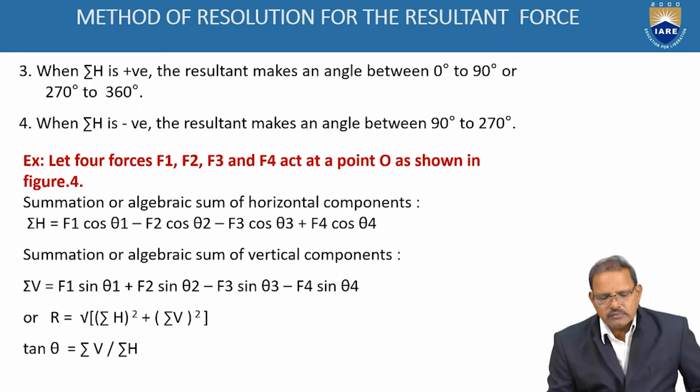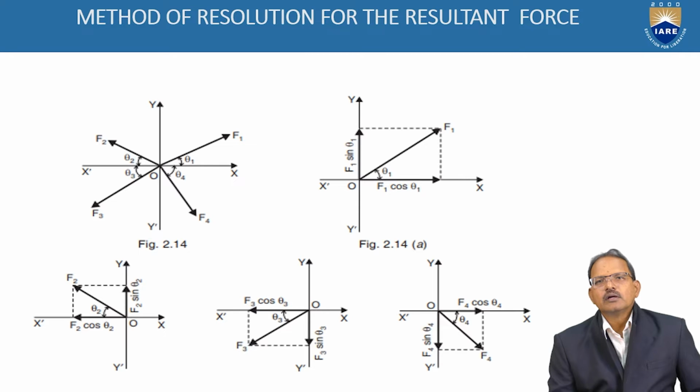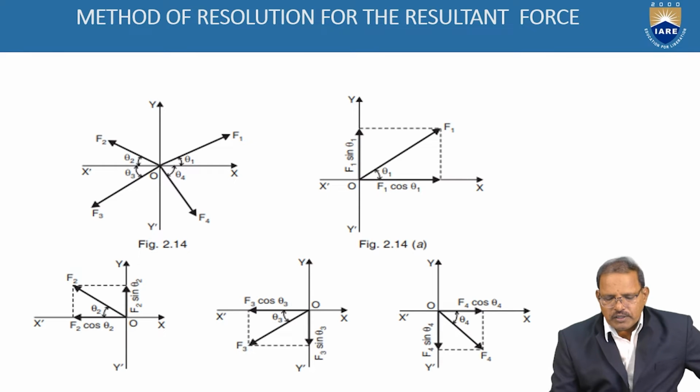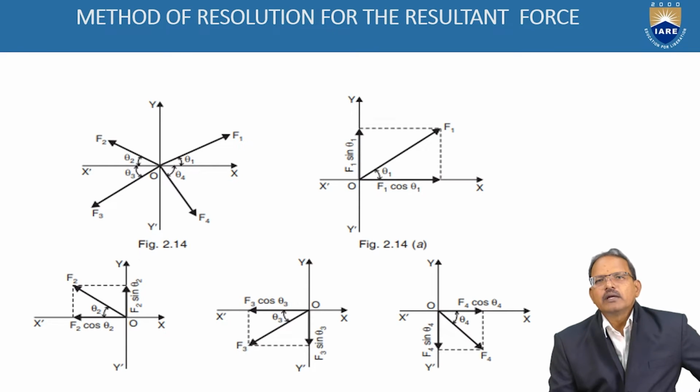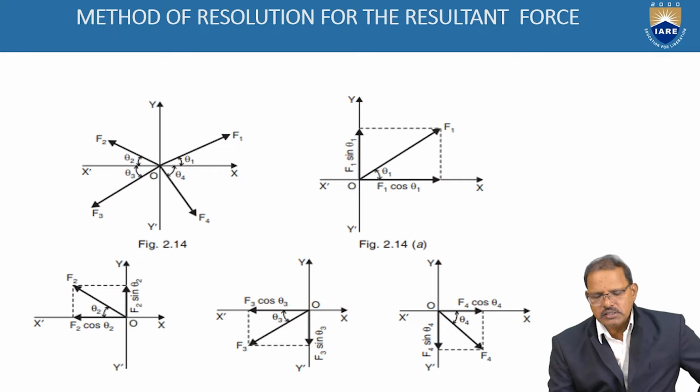Here in this problem, we are considering four forces F1, F2, F3 and F4 acting at a point as shown in the figure. In this figure, F1 is making an angle of theta 1 measured in the counterclockwise direction with the x-axis, F2 theta 2 with the x-axis, and F3 theta 3 and F4 theta 4 with the x-axis.